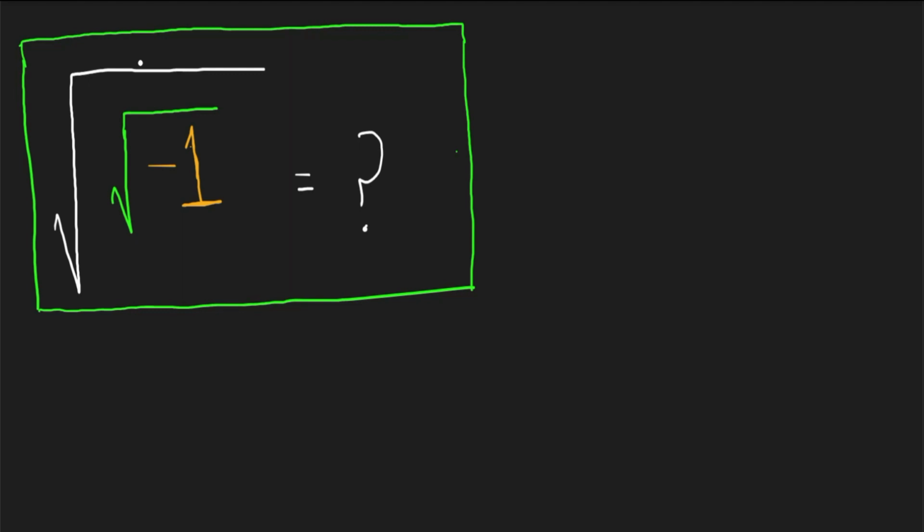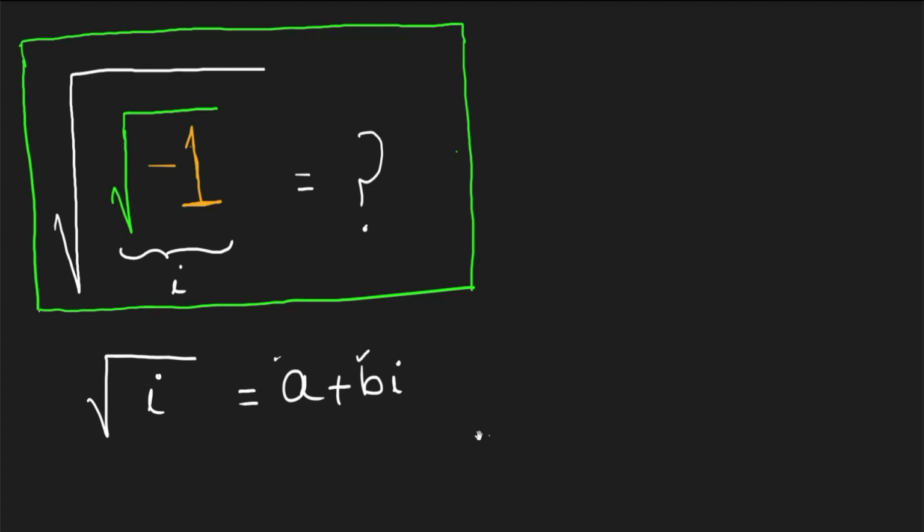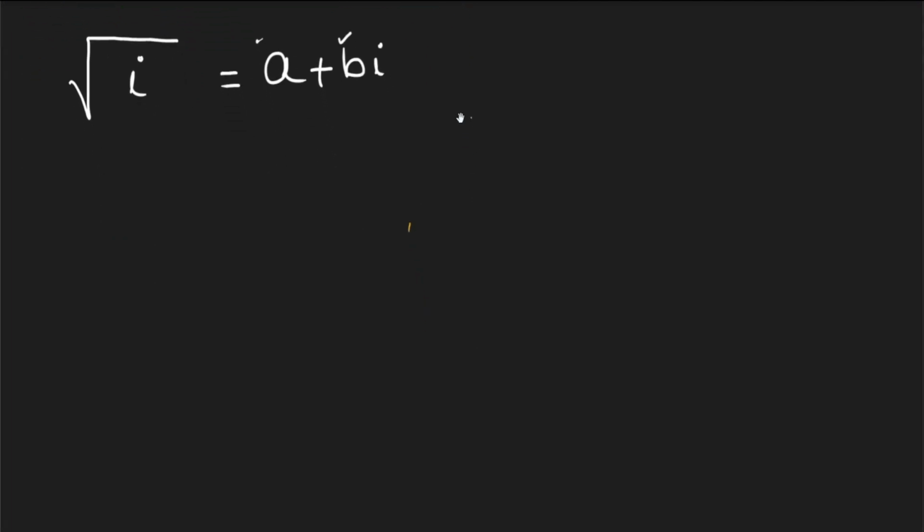Today we are going to find out the value of square root of minus 1. As we know, the square root of minus 1 is i. So the question here is we need to find out the square root of i. Let us consider square root of i is equal to a plus bi, where a and b both are real numbers. Now let us square both sides of the equation.